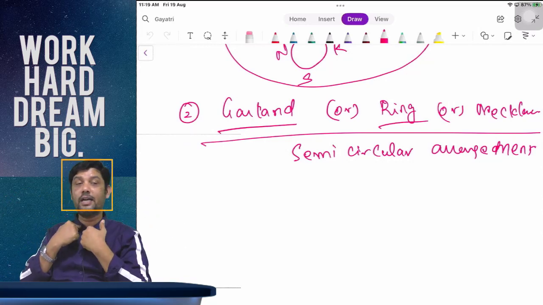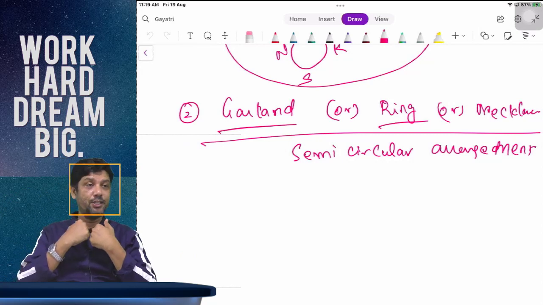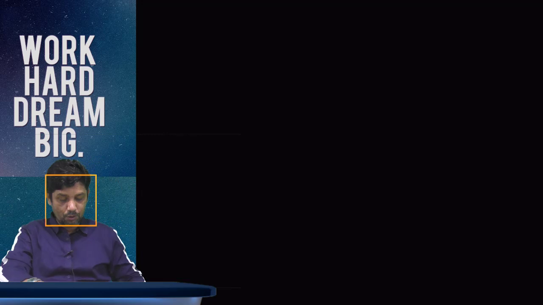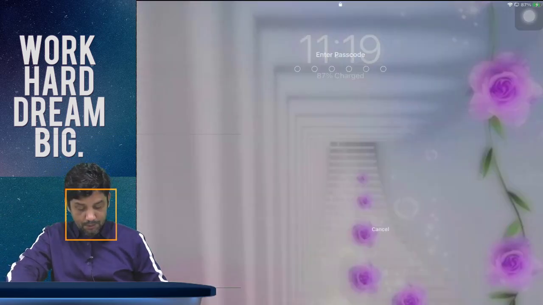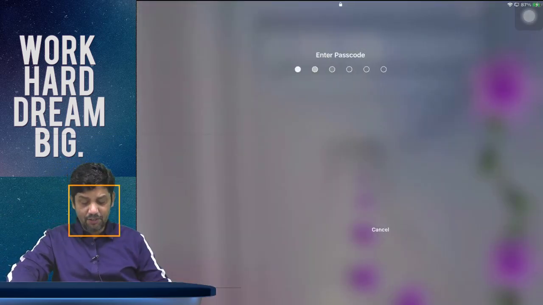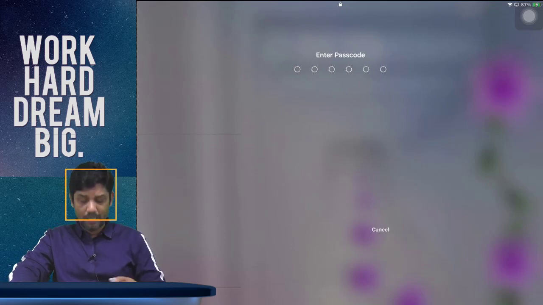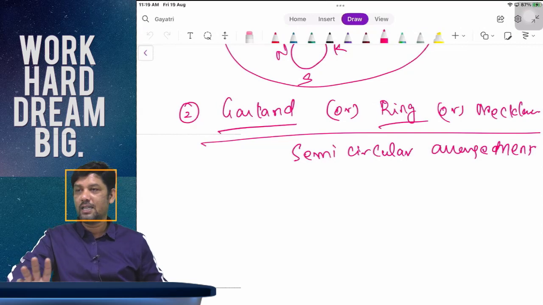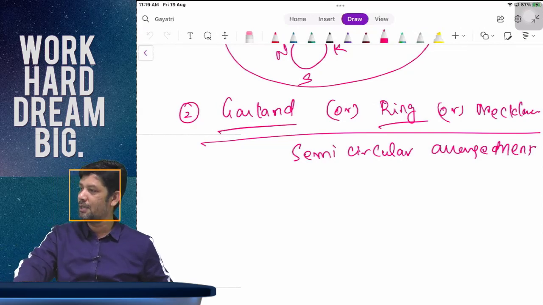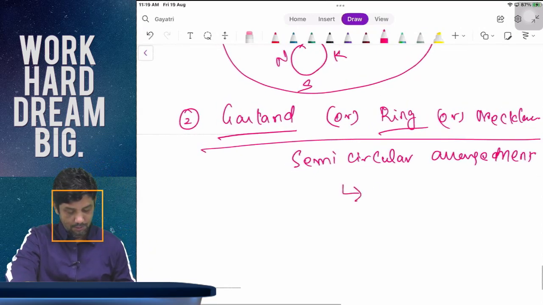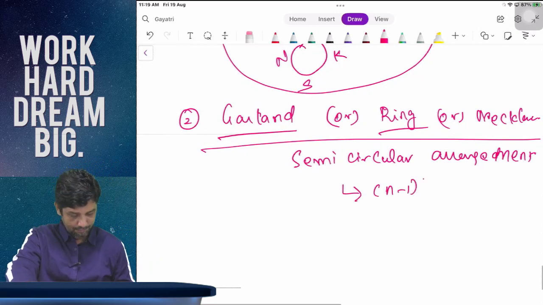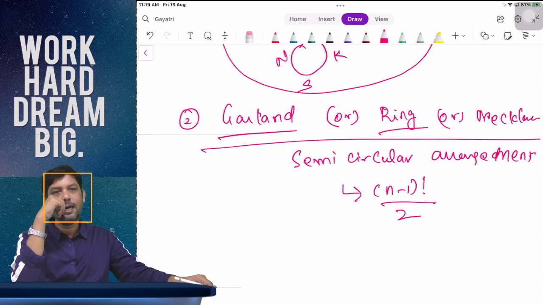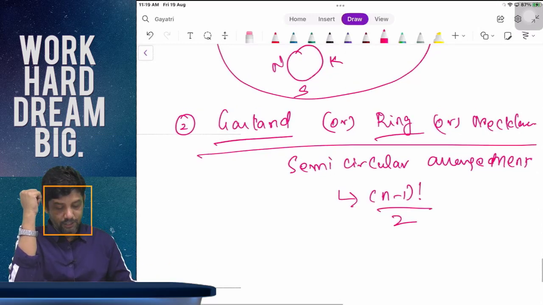Actually, here the beads will be arranged. So this arrangement is going to be a semicircular arrangement. Am I right, my dear? These are a few examples of semicircular arrangement. Now, what is a circular arrangement? Full circle: n minus 1 factorial. For semicircular arrangement, it is n minus 1 factorial by 2. Now listen here.